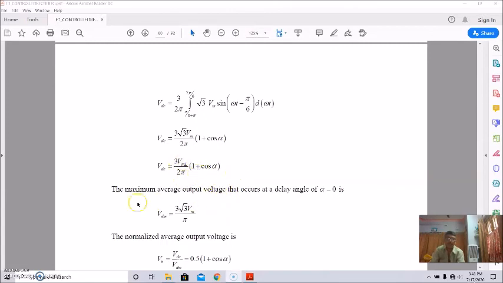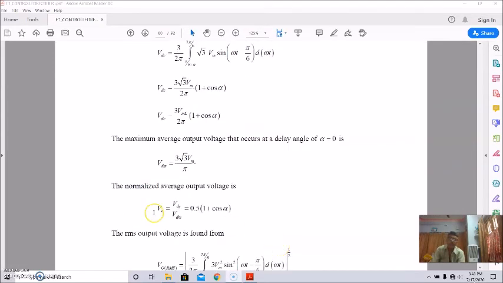The maximum average output voltage occurs at the delay angle alpha equal to 0, and that will be 3 root 3 Vm by pi. The normalized average output voltage, VDC by VDM, will be equal to 0.5 into 1 plus cos alpha.